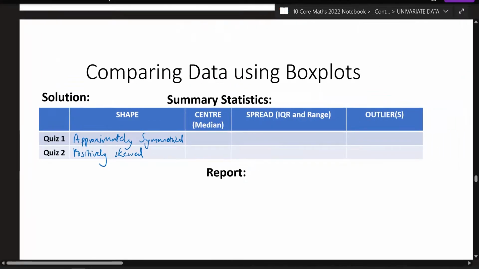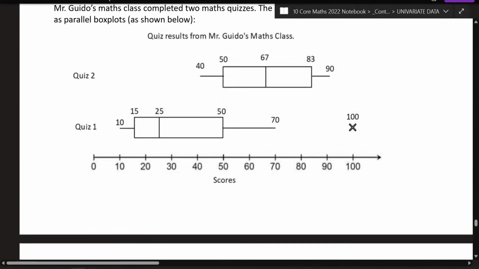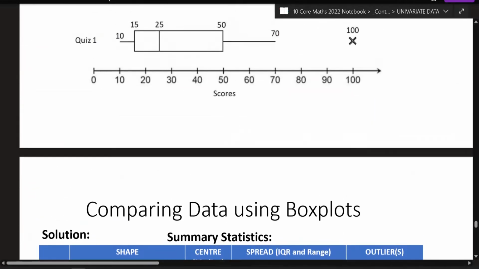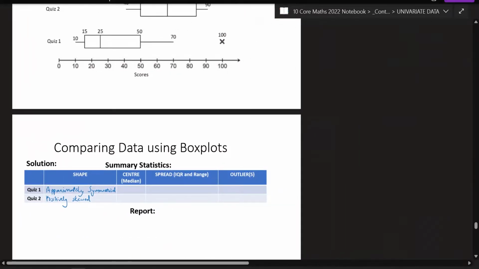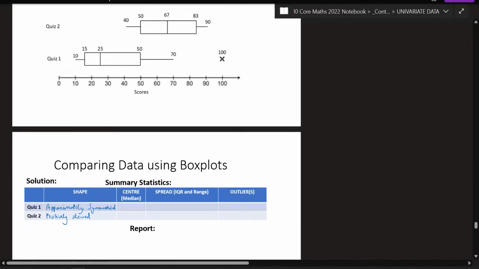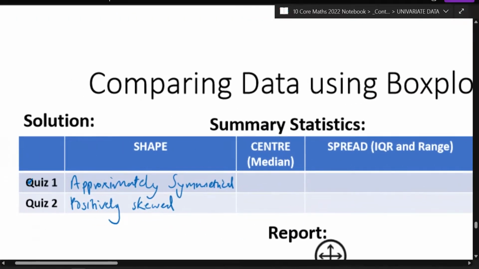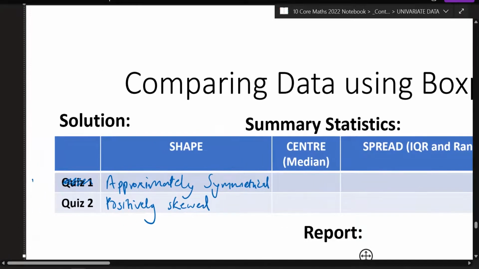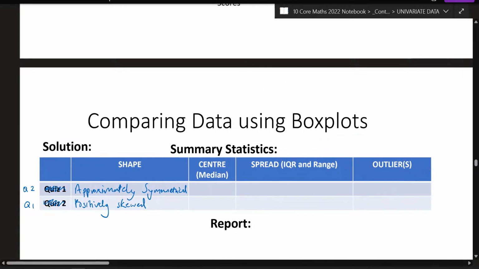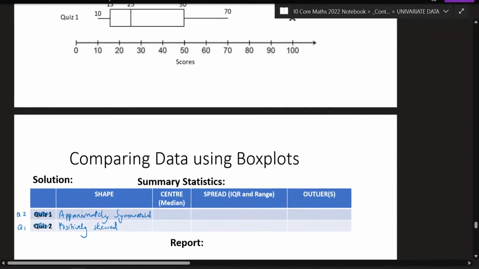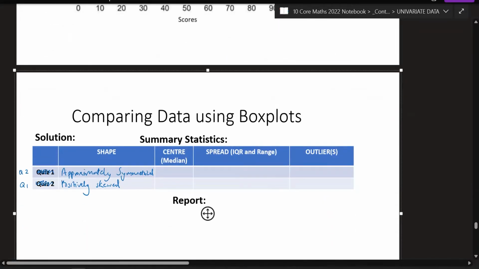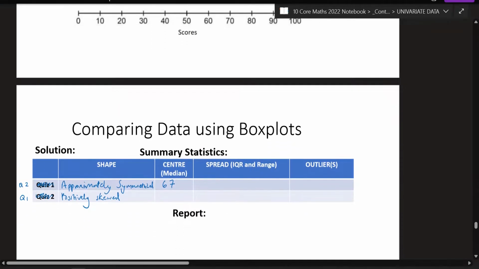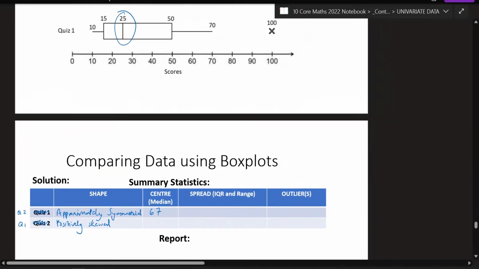Okay, let's go back to quiz 1. What's the median? 67, 25 for quiz 1. Actually, I have looked at this backwards. I'm so sorry. Quiz 1's on the bottom. And quiz 2, you know what? Let's just swap them around. So sorry. Just watch out for that when you do this. All right. Quiz 2 has a median of 67. And then quiz 1 has a median of 25.